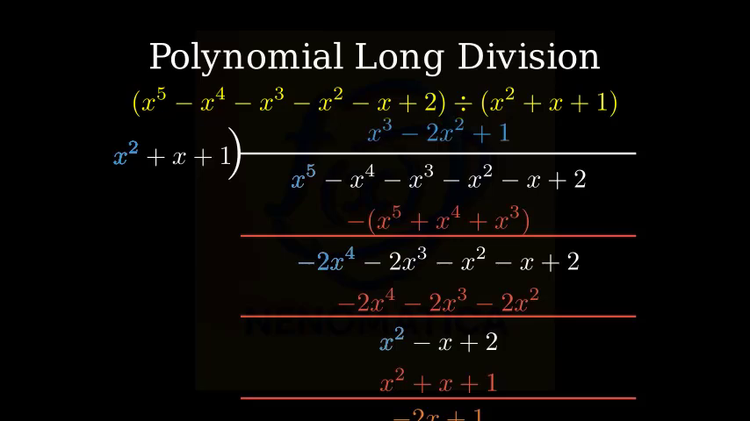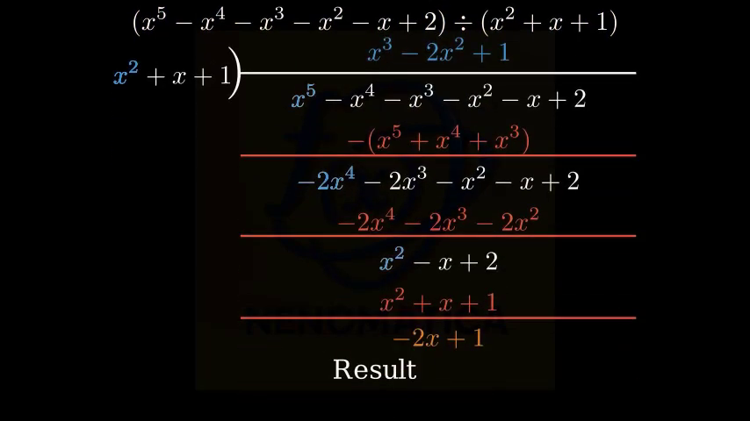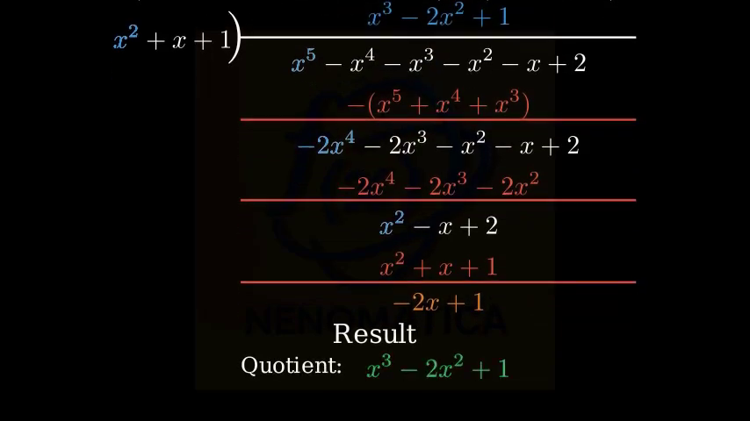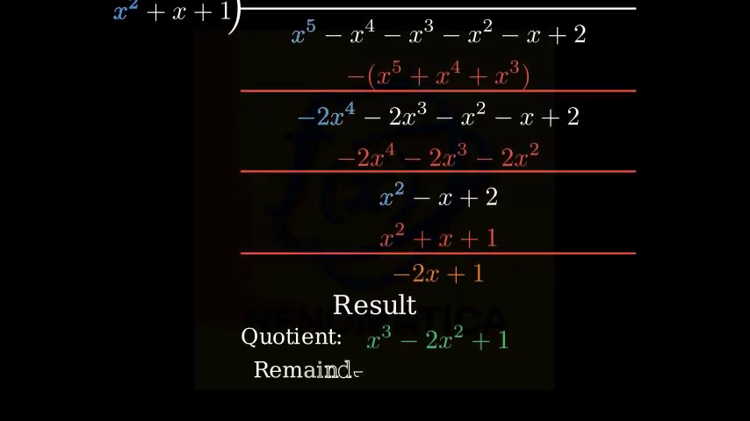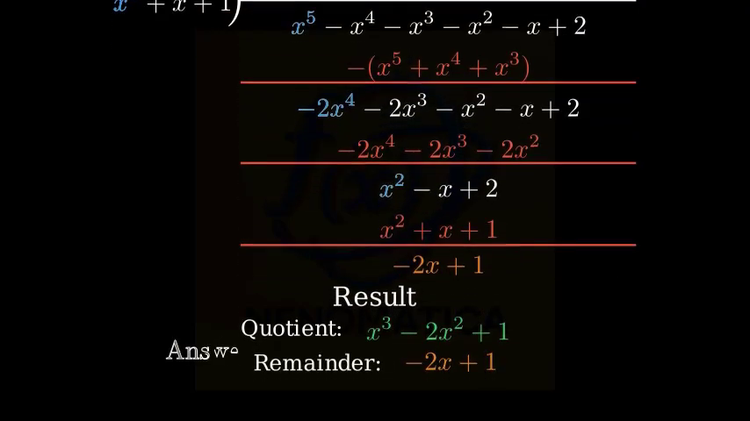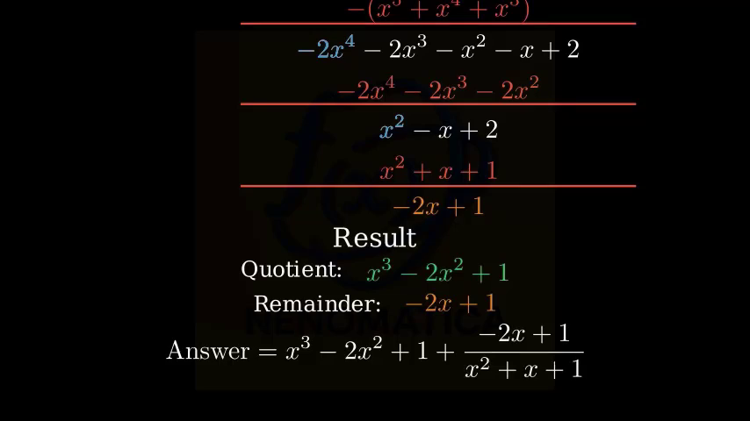Let's summarize our result. When we divide x to the fifth minus x to the fourth minus x cubed minus x squared minus x plus 2 by x squared plus x plus 1, we get a quotient of x cubed minus 2x squared plus 1, and a remainder of negative 2x plus 1. So our complete answer can be written as x cubed minus 2x squared plus 1 plus the remainder, negative 2x plus 1, divided by our divisor, x squared plus x plus 1.